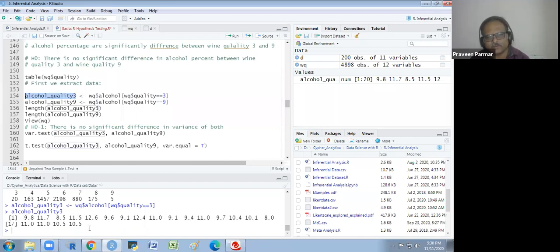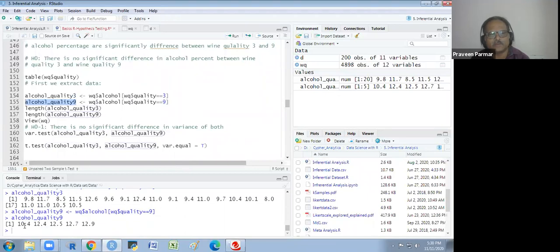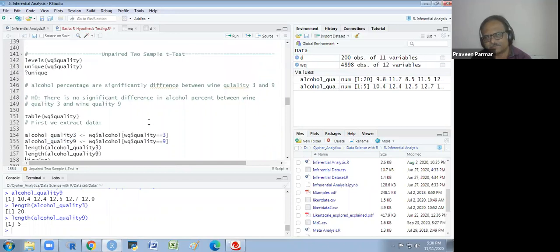These are the alcohol percents. For 9 I will do the same thing, and you will see there are only 5 observations of alcohol percent. These are the alcohol percents in quality 9. And we know the lengths are 20 and 5. I will show you the length as well. Here it is an unpaired t-test.